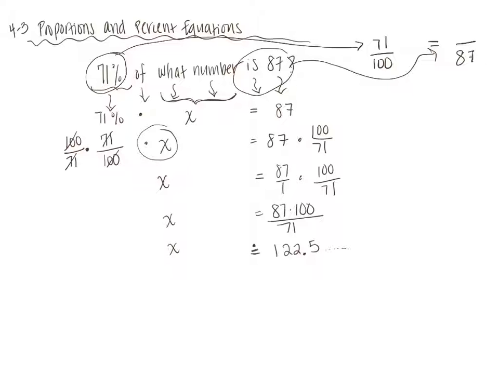Now, is 87 going to go on my bottom? No, why not? Because it's 71% of some bigger number that's going to be 87. So this is a scenario where my 87 goes up here, and my x is going to go on the bottom. And I would end up solving it using cross multiplication. 71x equals 87 times 100. I divide by 71 on both sides.